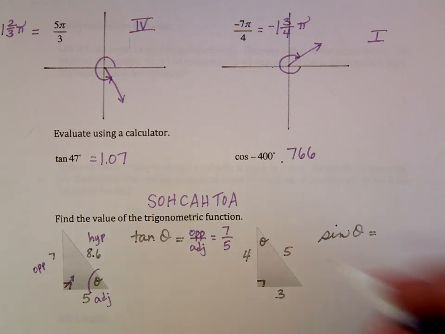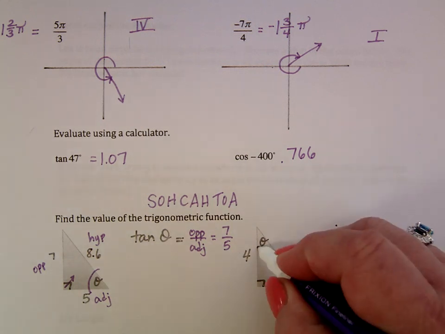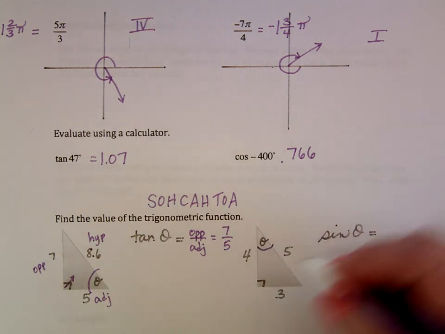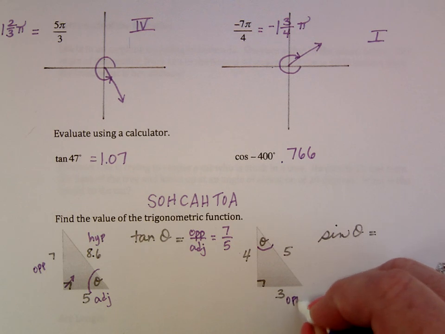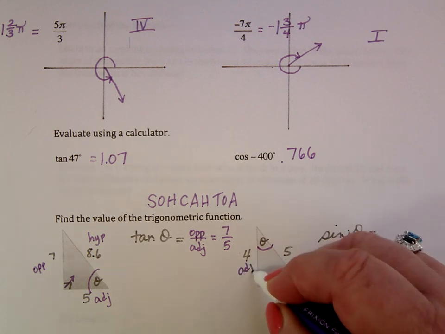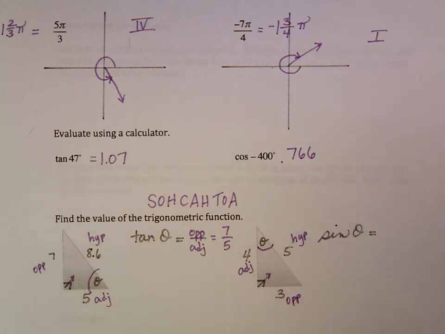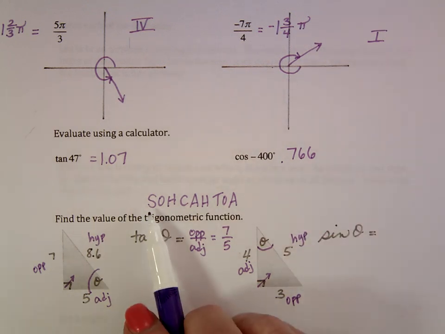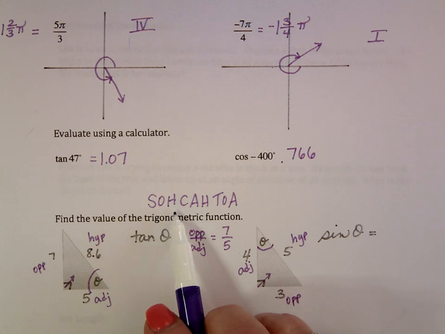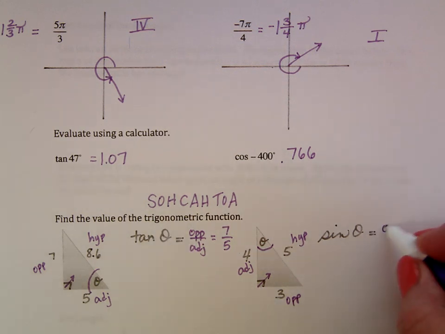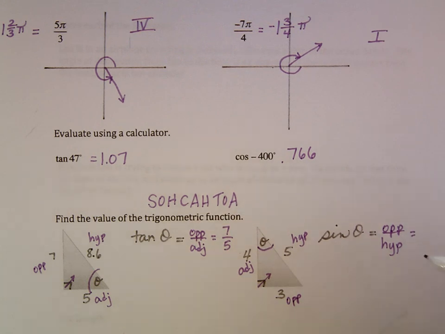Going to do the same thing over here. Sine of theta. Here's my theta angle. Label your sides. This is farthest away. This is the opposite. This touches it. It's the adjacent. This guy's across from the right angle. He's the hypotenuse. I go to my SOHCAHTOA, and sine is the opposite over the hypotenuse. So if it's the opposite over the hypotenuse, then it's the fraction that is 3 over 5. And that's all you need to do for that one.